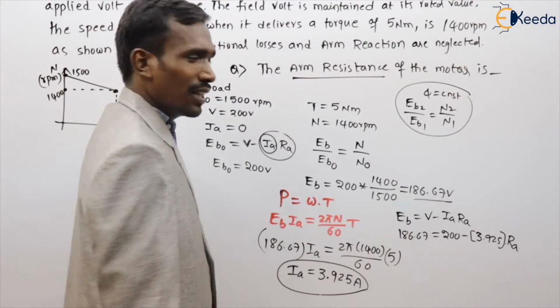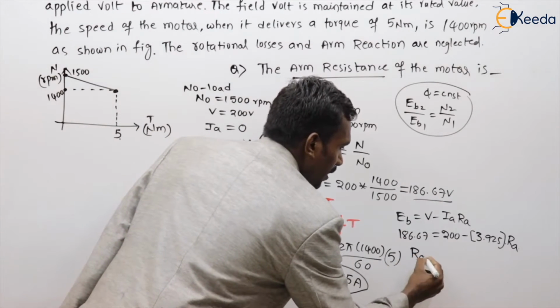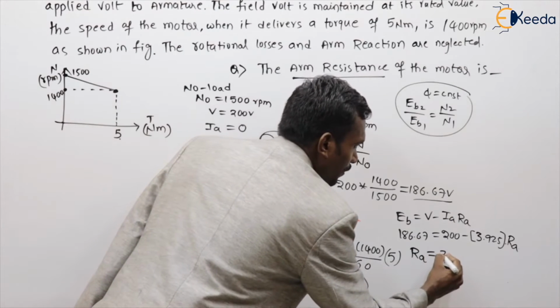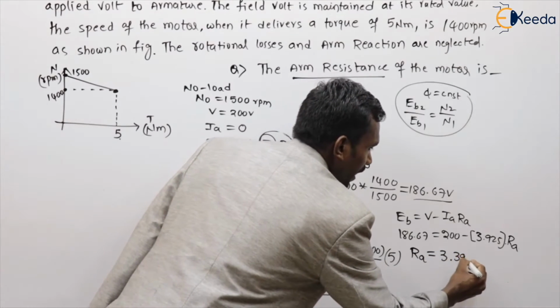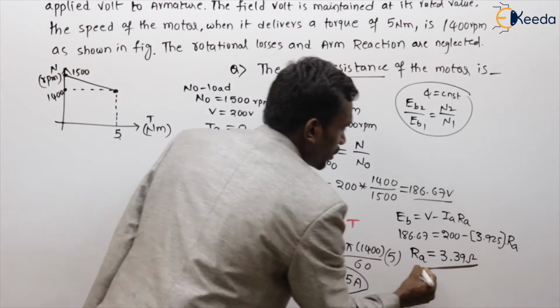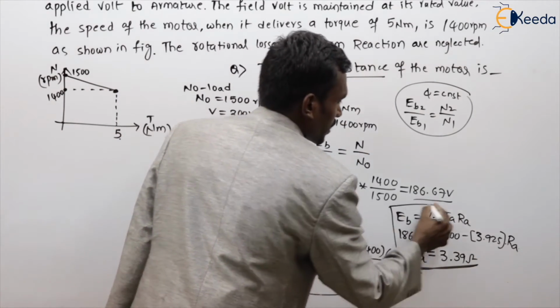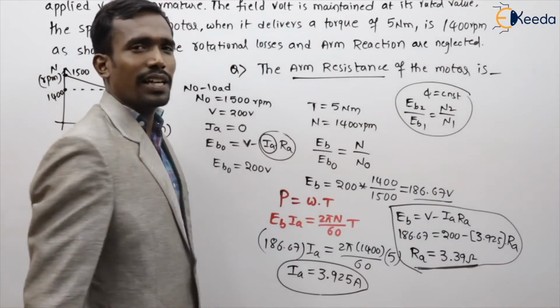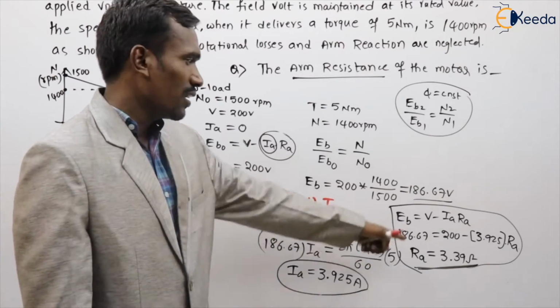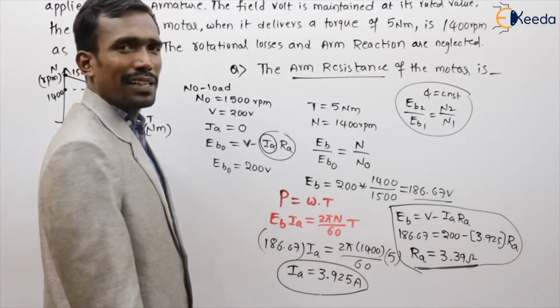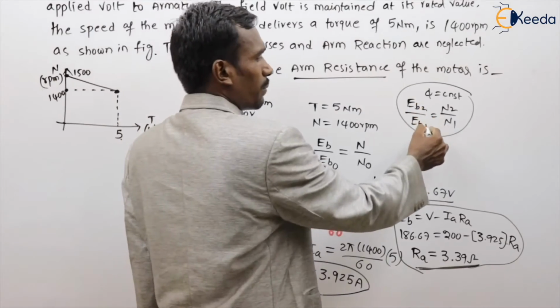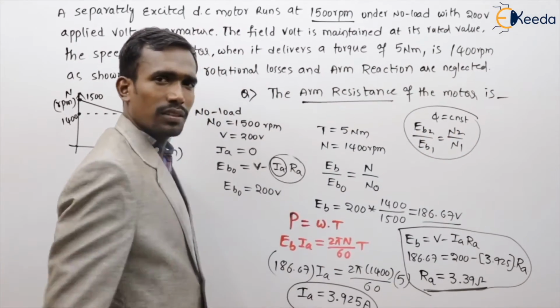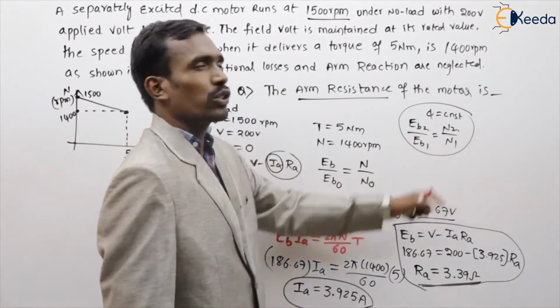If you solve this, then you can get the armature resistance of 3.39 ohms. Yeah. What is the procedure here? This is separately excited. That's why EB2 by EB1 is equal to N2 by N1.